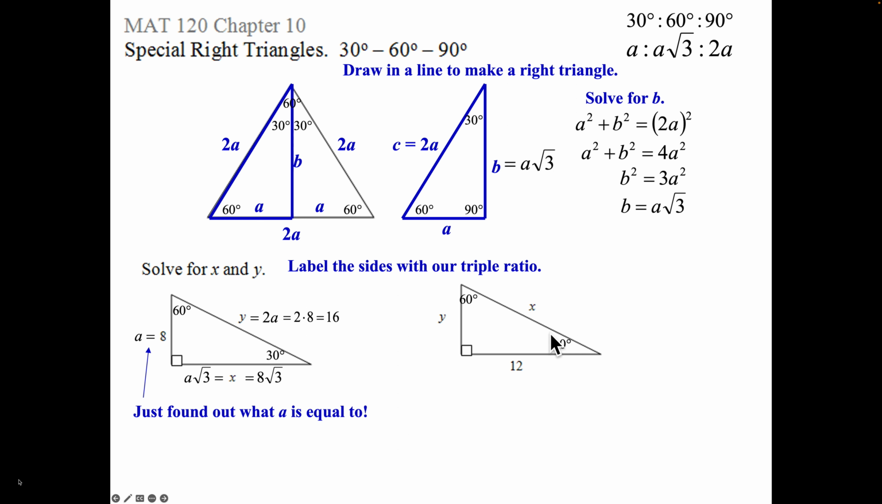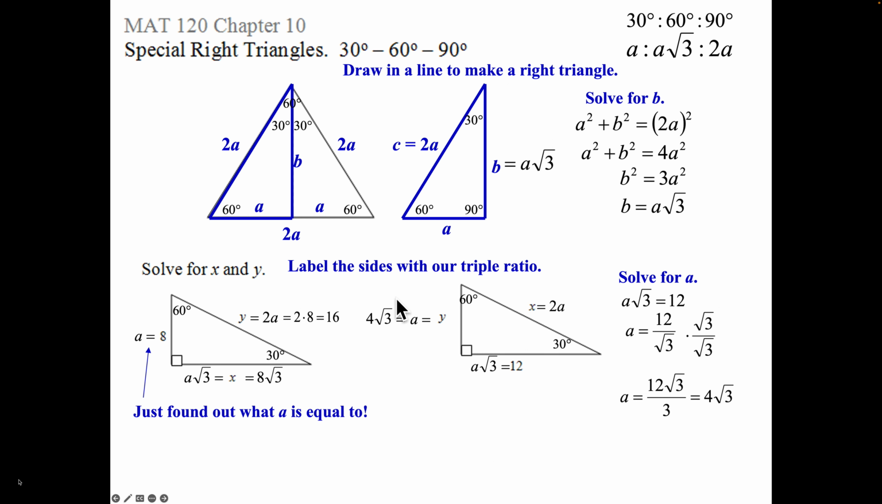All right, our 30, 60, 90 here, so A will be the Y, A radical 3 will be the 12, X will be the 2A. Here's the equation to solve for. Divide over the square root of 3, realize I have to rationalize my denominator by multiplying top and bottom by the square root of 3. That's going to give me 12 square root of 3 over 3, and the 3 goes in 12 4 times. So A is 4 square root of 3. Then we'll come over here for X and multiply 2 to the 4 and make it 8 square root of 3.